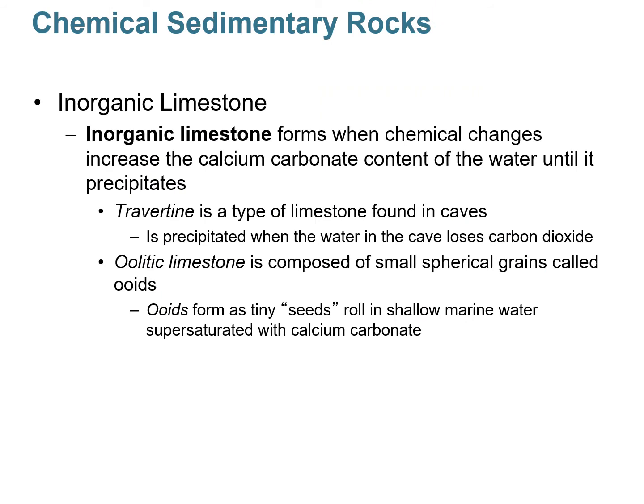Then there's inorganic limestone, and this forms when there are chemical changes in solutions, and calcium carbonate can precipitate directly out of the water. Travertine is an example of this. This forms in caves, when the water that infiltrates and trickles down through the voids underground in a cave loses carbon dioxide, and then it'll crystallize calcite. Another example of this is oolitic limestone. There are outcrops of oolitic limestone in Miami, and these are really small spherical grains called ooids.